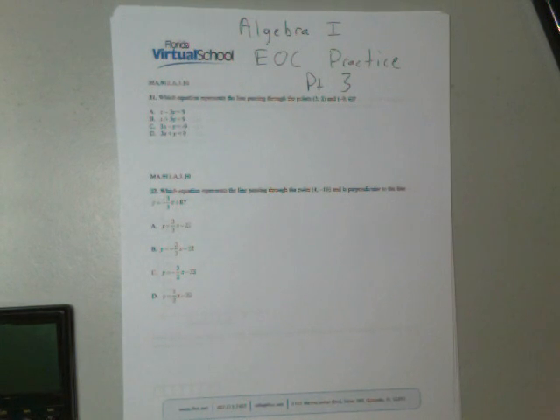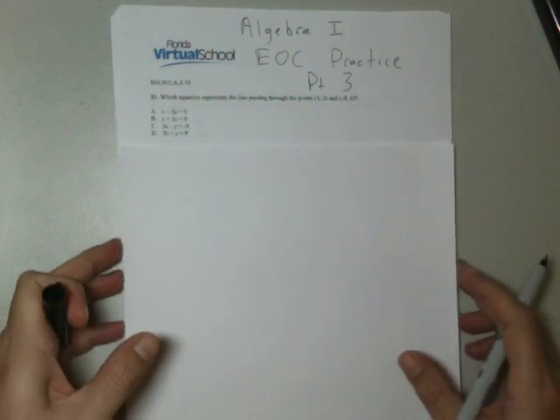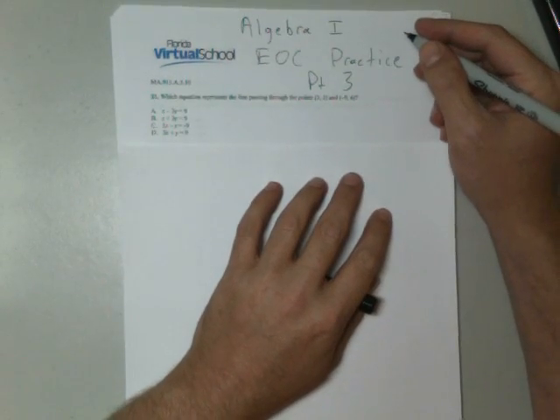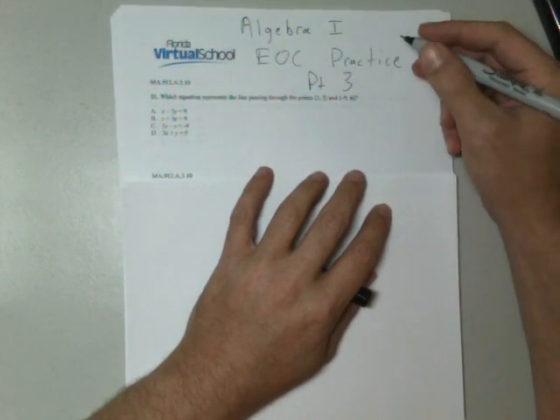Hello YouTube, this is Algebra 1, end of course, practice exam part 3, number 21. Which equation represents the line passing through the points (3, 2) and (-9, 6)? Okay, the first thing we'll do is find the slope.